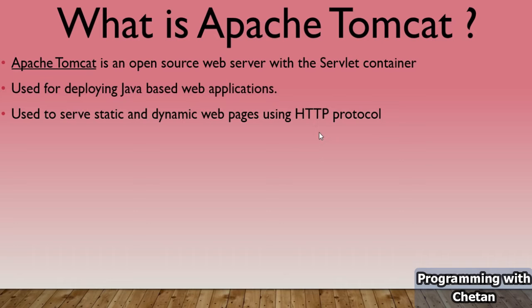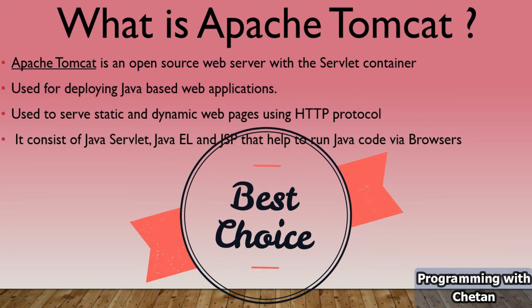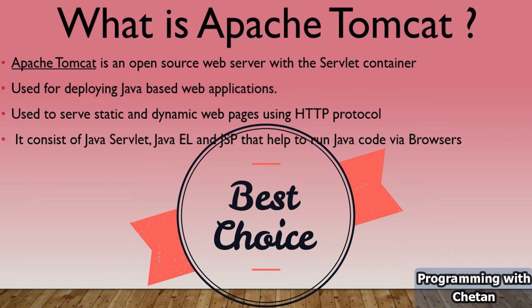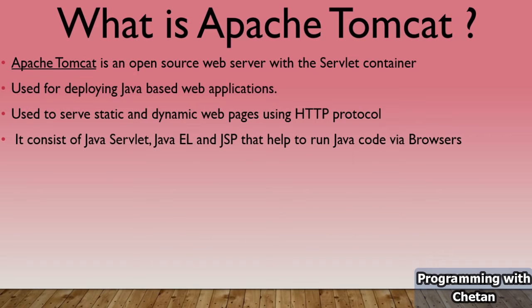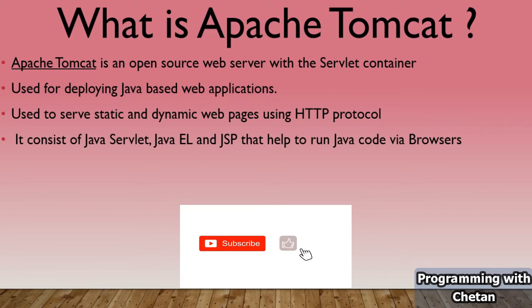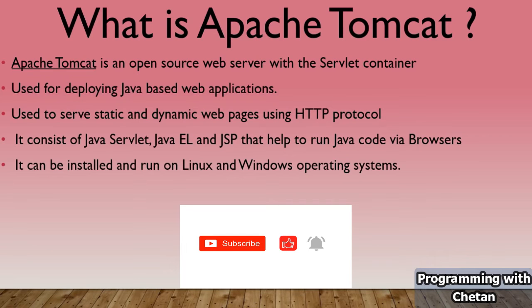Now let's discuss our next point. Our Apache Tomcat server consists of Java servlets. It consists of Java expression language and JSPs, that is Java Server Pages. All these help us to run the Java code on our browsers. Now, we can use this Apache Tomcat server on both Linux and Windows operating system.